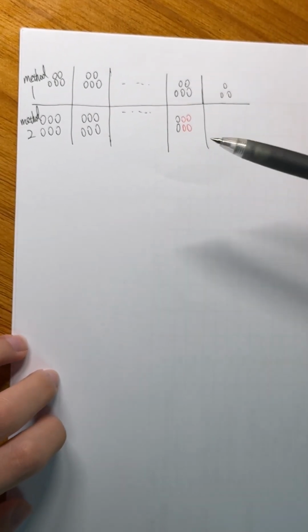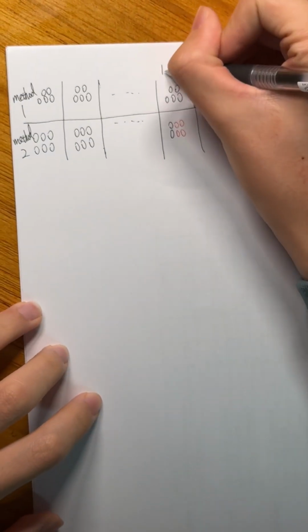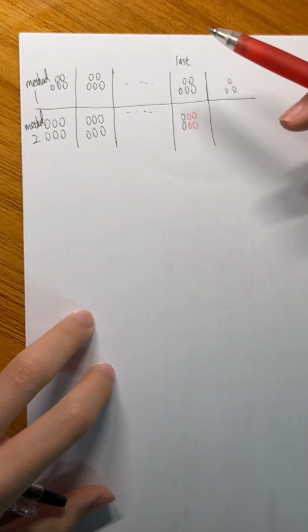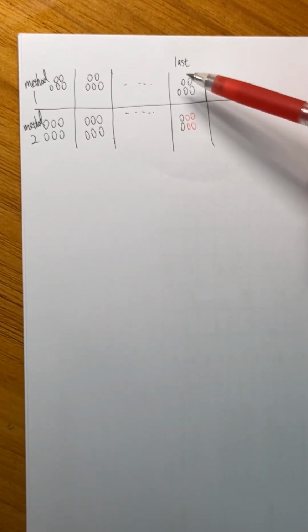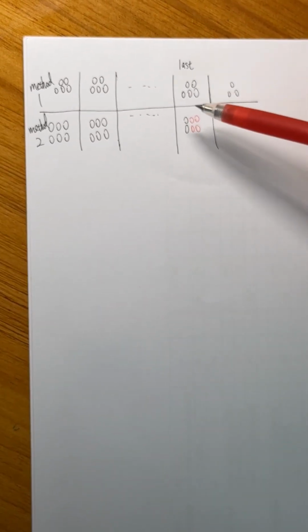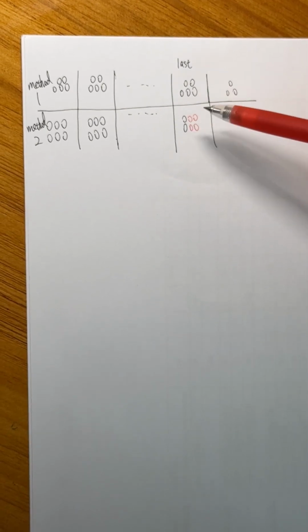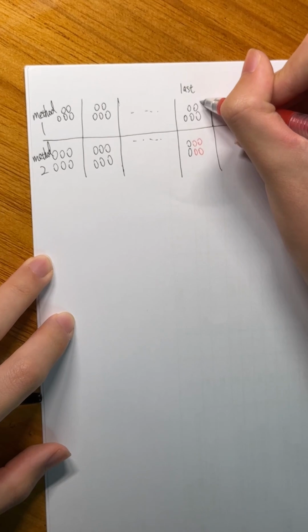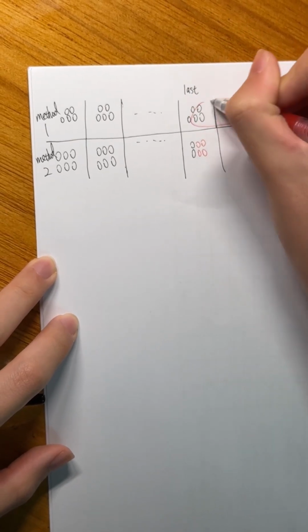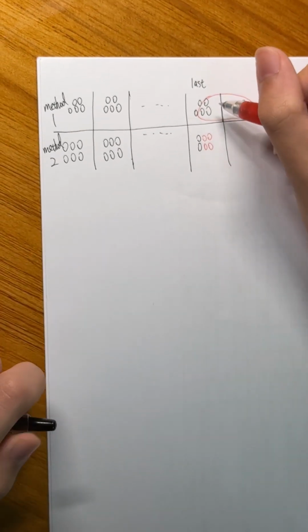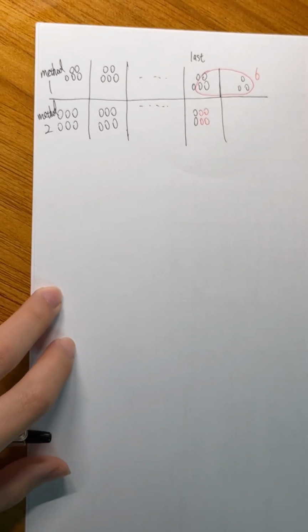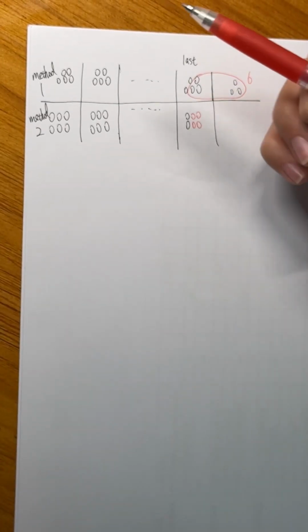Now let's compare these two methods. First, for the last person, let's label the last person. In method 1, this person gets 5 cupcakes, but in method 2, this person only gets 2 cupcakes. To make it the same, let's take away 3 cupcakes, and plus the extra 3 cupcakes, we get 6 cupcakes. Now, let's compare the other parts.